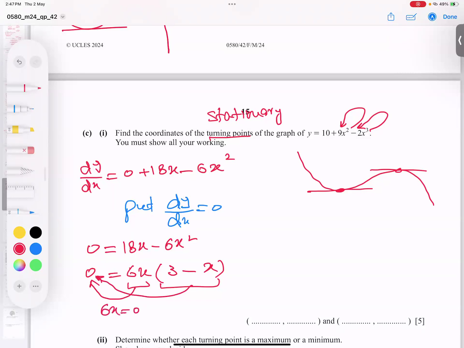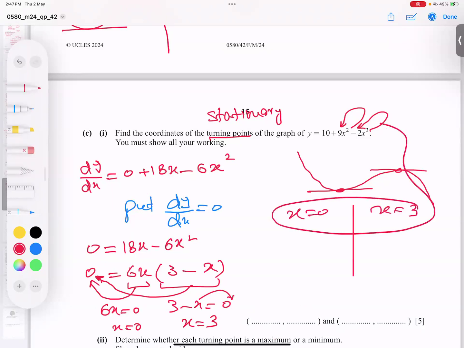6x is equal to 0 and 3 minus x is equal to 0. And this 6 will divide and I will get x equals 0. And this x will go there, and I get x is equal to 3. But the question says we need y coordinates too, so I'm going to find the y coordinate. If x is 0 and x is 3, plug in both values one by one in the equation.